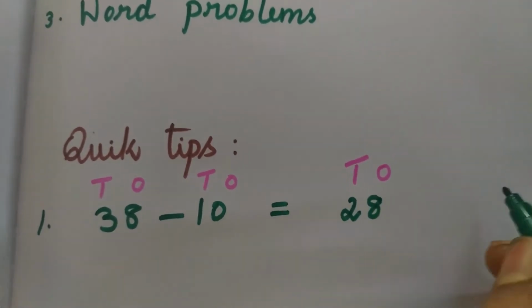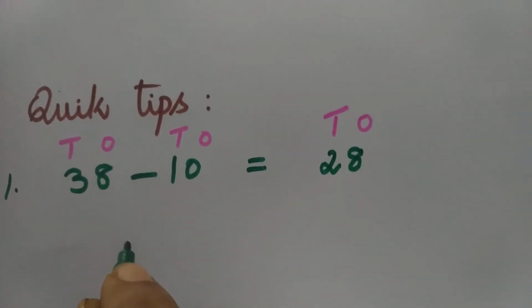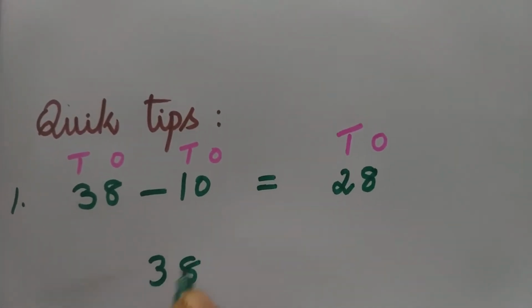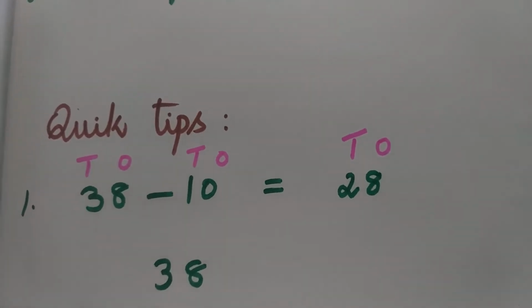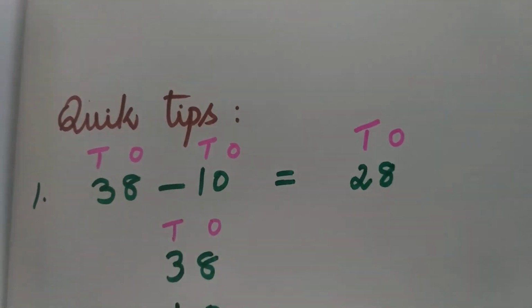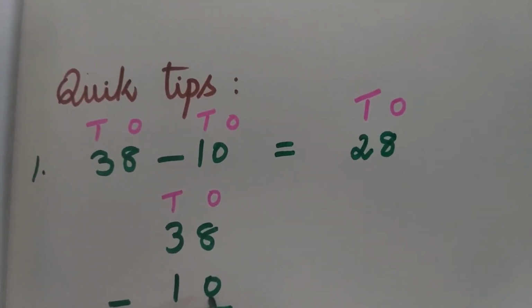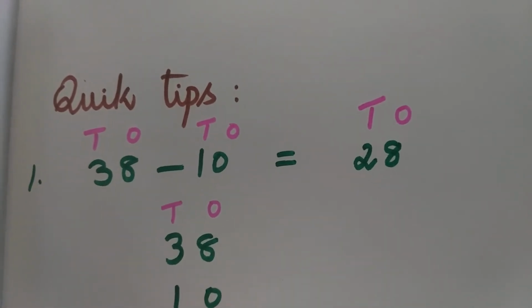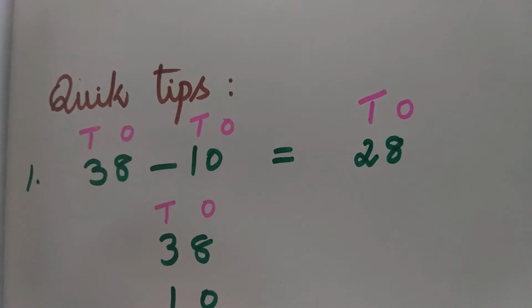So you can check in the subtraction fact also. Okay, see 38 minus 10. So you want to do the subtraction. Mention ones and tens. See here 8 minus 0. We are subtracting no number, so the same number only will be coming. And 3 minus 1, 2. So 28.